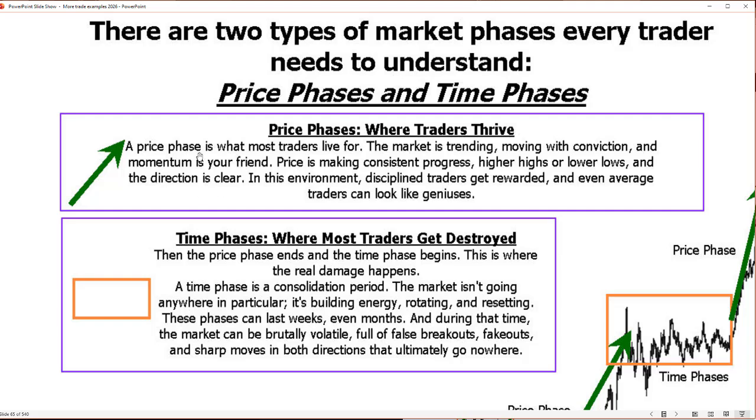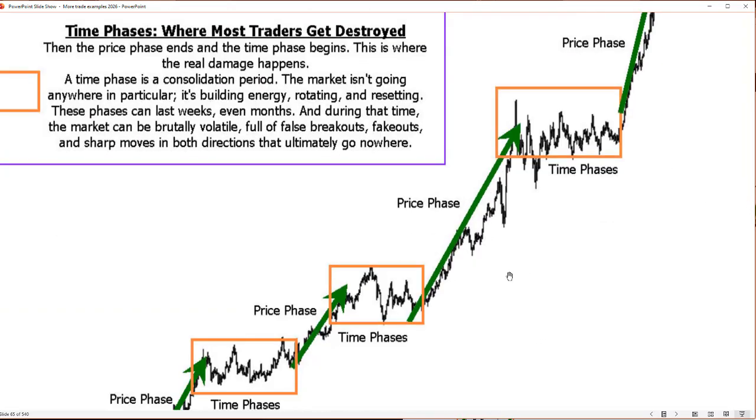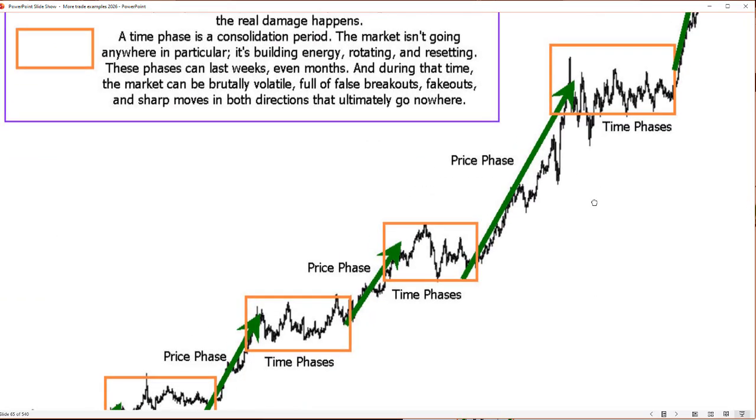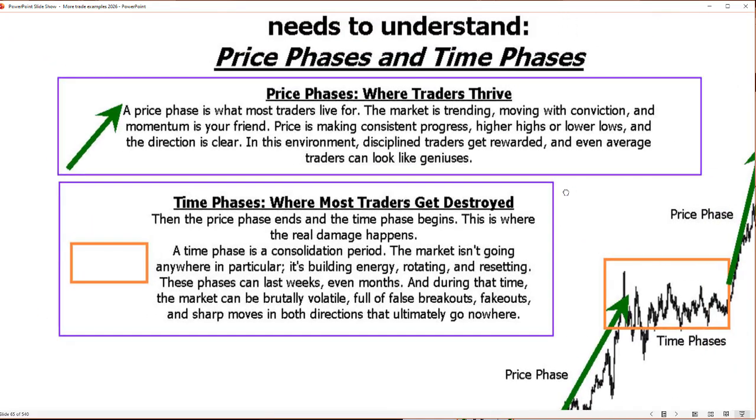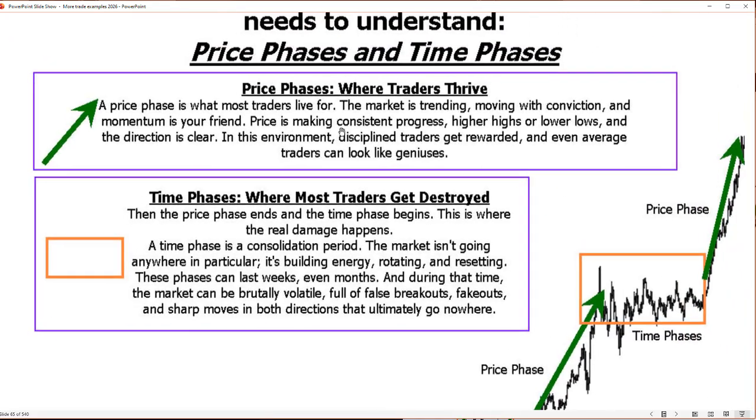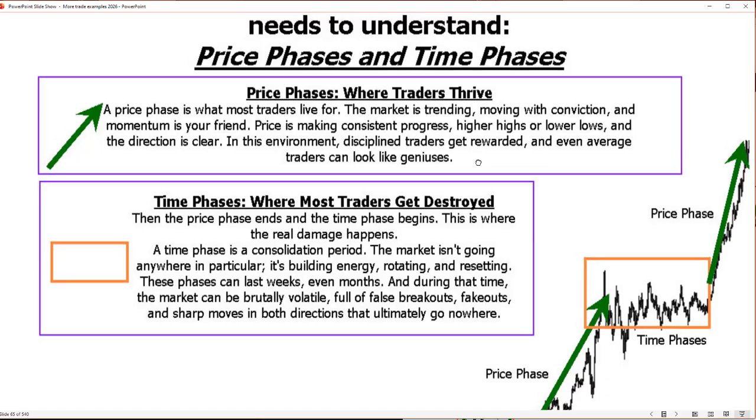A price phase is what most traders live for. The market is trending, moving with conviction, and momentum is your friend. Going up, especially when you're looking at a chart like this. Look at this here. Boom, boom, boom, boom, boom. Going up. Now, here's the thing. Price is making consistent progress, higher highs and higher lows in a clear direction. In this environment, disciplined traders get rewarded and even average traders can look like geniuses.